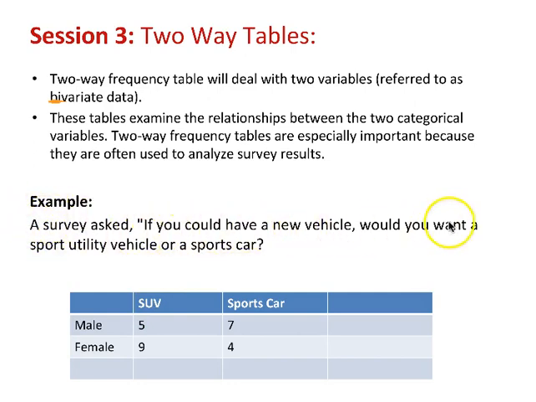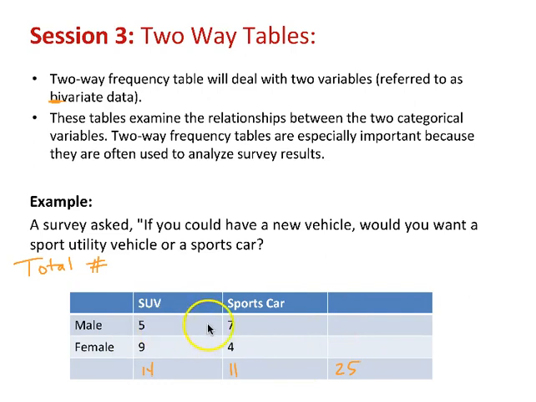So if we were looking at this table, could you answer this question? If you could have a new vehicle, oh, that's what the question asked, sorry. So what I was going to ask is, can you determine the total number of people surveyed? Can we determine the total number of people surveyed from looking at this table? Well, sure. Let's first find all the totals. We can find the total number of people who'd want an SUV. 5 plus 9 is 14. And then the total number that would want a sports car would be 11. Add those up and we get 25. So there's a total of 25 people.